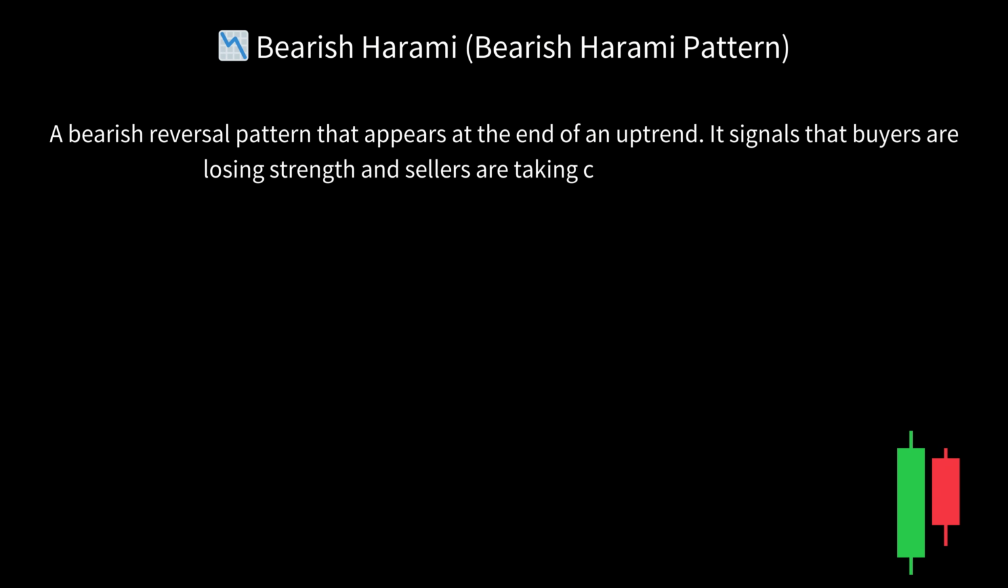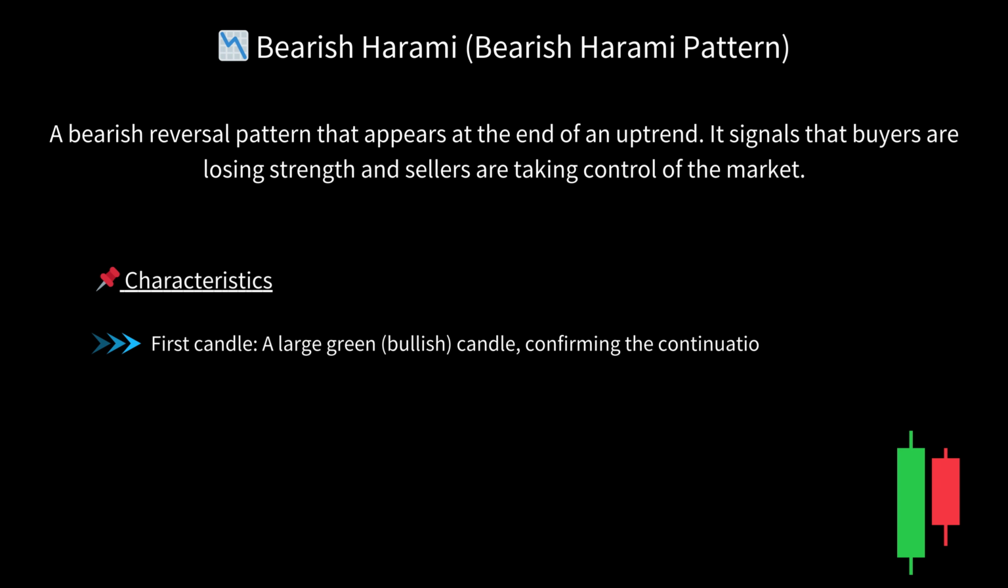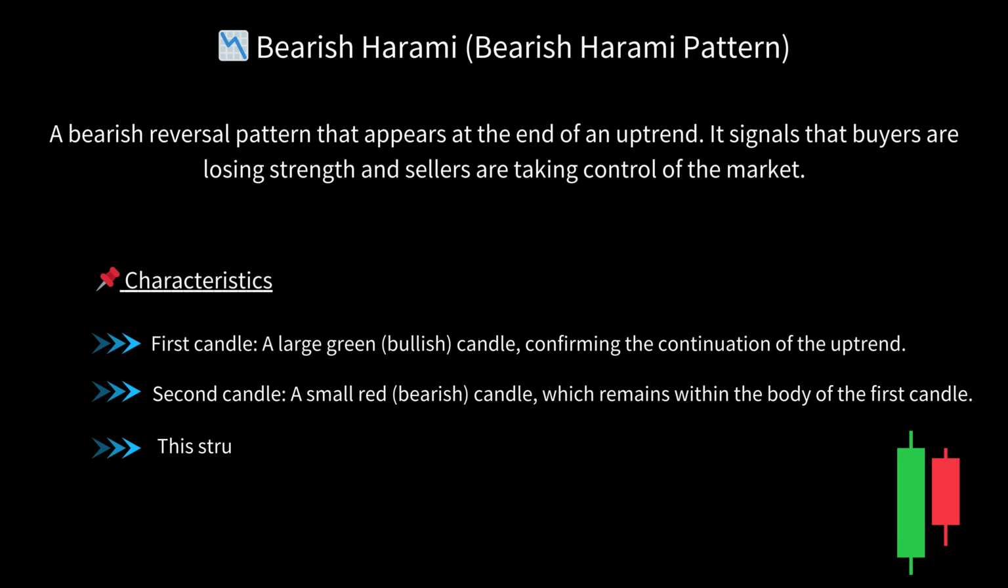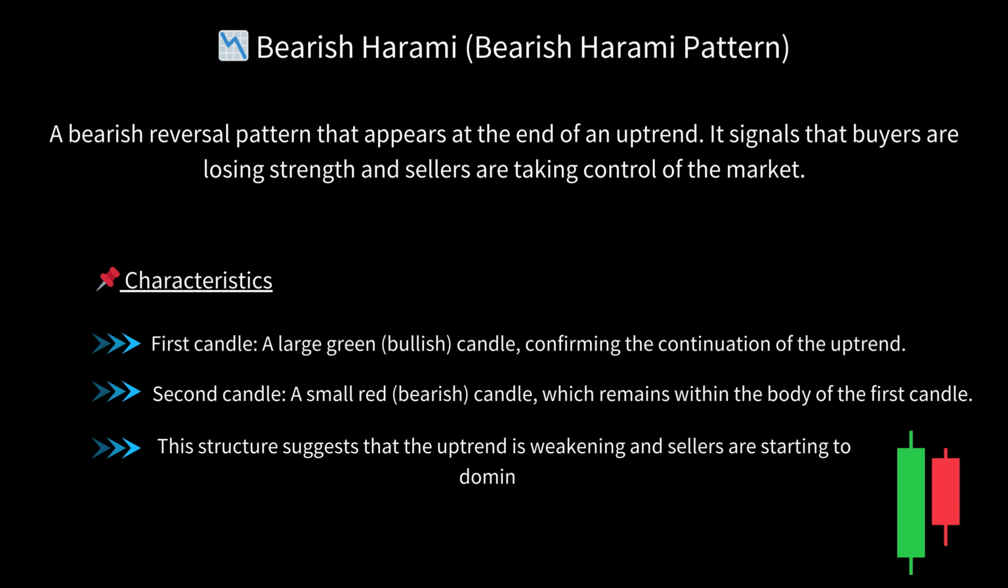Bearish Harami pattern. A bearish reversal pattern that appears at the end of an uptrend. It signals that buyers are losing strength and sellers are taking control of the market. Characteristics. First candle, a large green, bullish candle, confirming the continuation of the uptrend. Second candle, a small red, bearish candle, which remains within the body of the first candle. This structure suggests that the uptrend is weakening and sellers are starting to dominate.